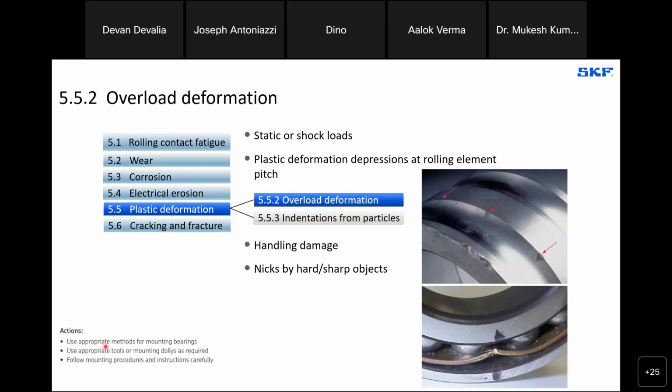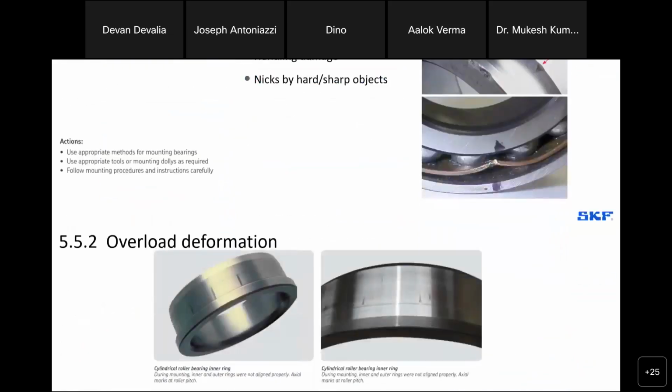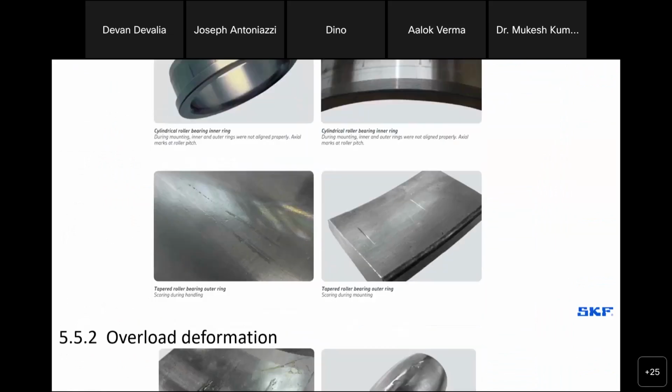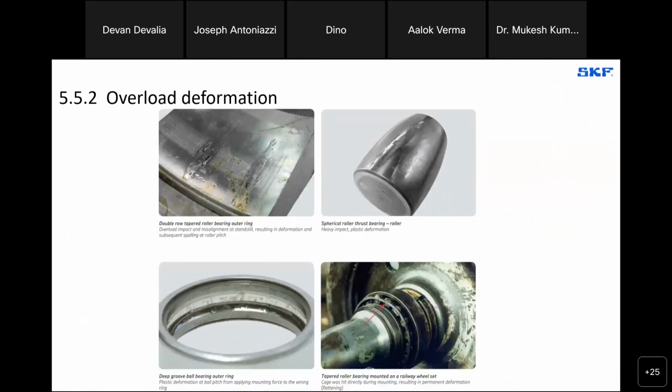So, actions to take to avoid this: use the proper method, the proper tools, follow the work instructions. And here are some more damages that would be considered overload deformation. And here are a few more.